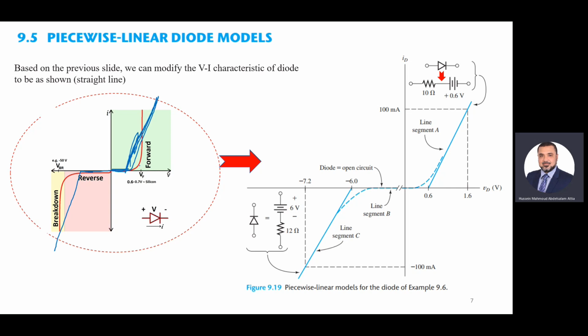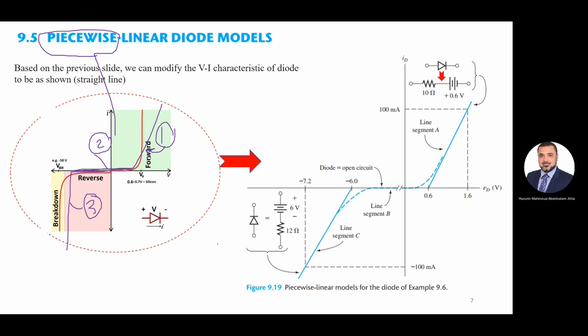How many pieces do we have? We have one piece here as a linear relation, another piece number 2 as a horizontal line, like a zero line, zero current, and piece number 3, which is the breakdown region. So we have three pieces, so we call it piecewise. Piecewise means we divide the characteristic into three pieces.